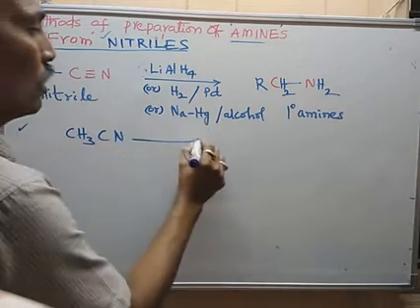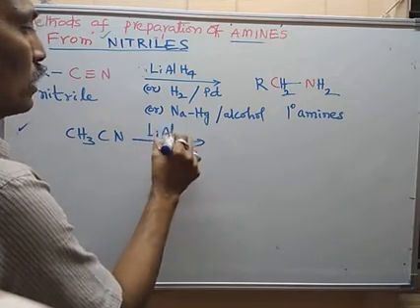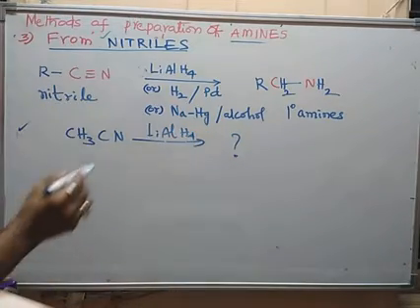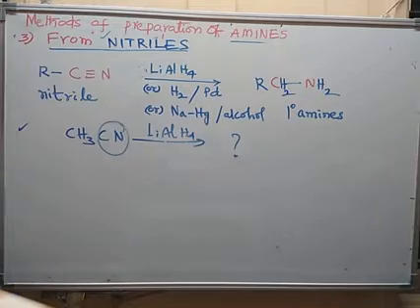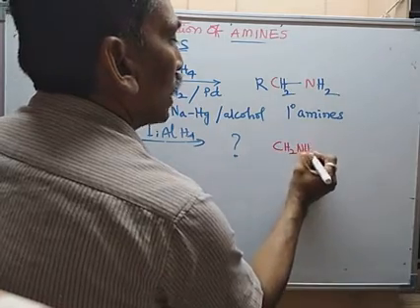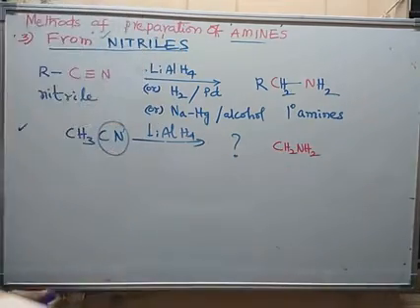CH3CN with lithium aluminum hydride. Name the compound. Very simple. The CN group is reduced to CH2NH2 is the idea. Where are these hydrogens coming from?